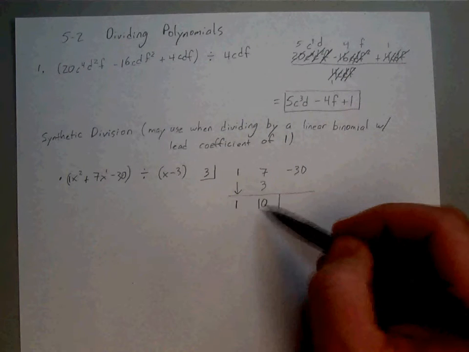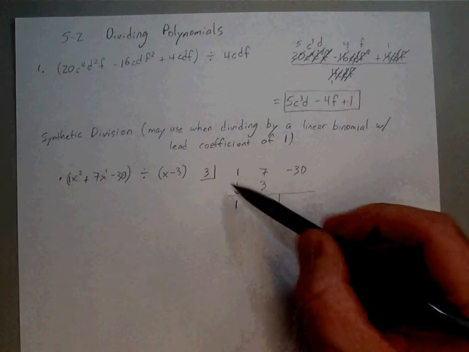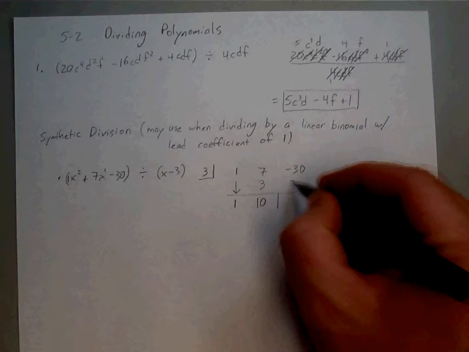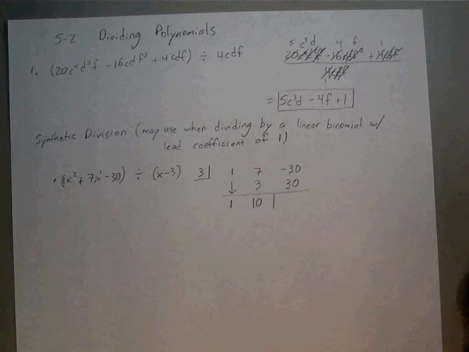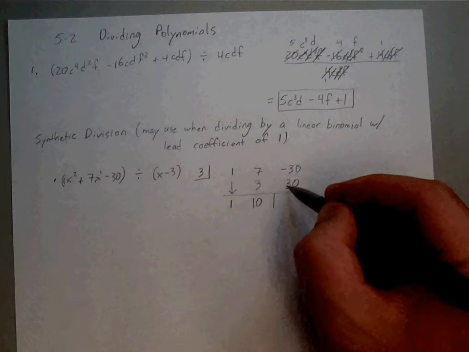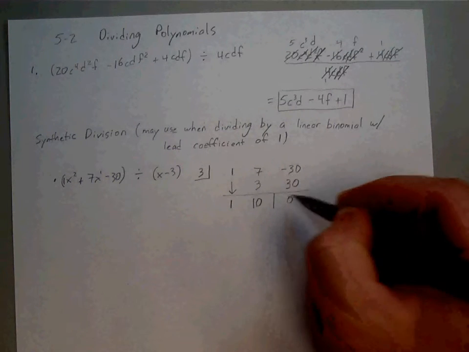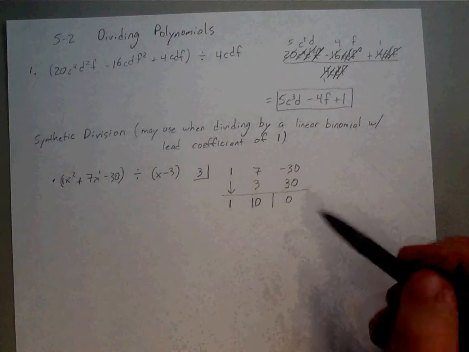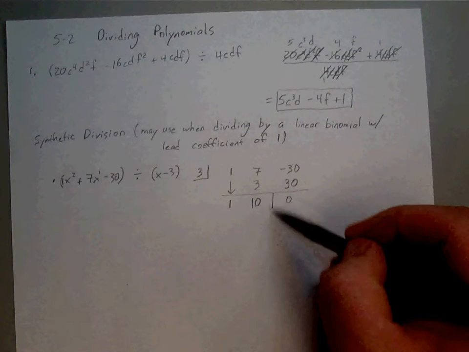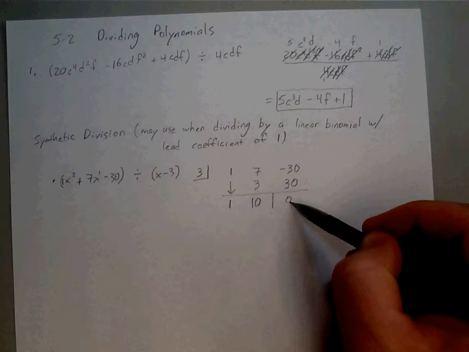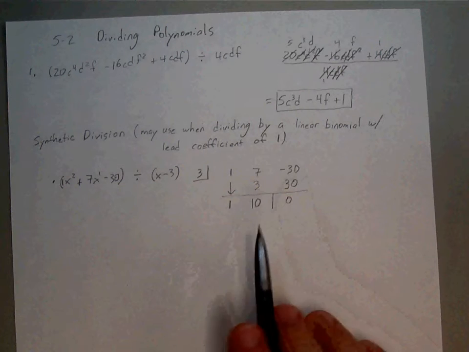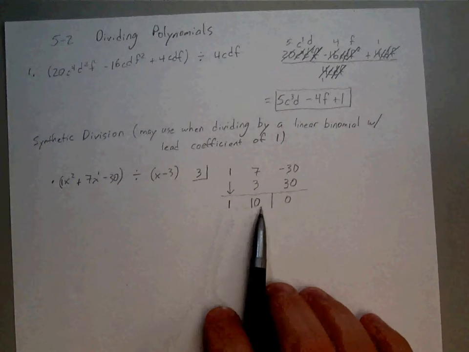Then since we got another number below the line, you're going to multiply it by the number in the box. 10 times 3 is 30. So write 30 underneath the next coefficient. Add them together. Negative 30 plus 30 is 0. Now this last number, I'm done now. This last number, the one that's after that vertical bar, that's my remainder. So preceding it are the coefficients of my answer.